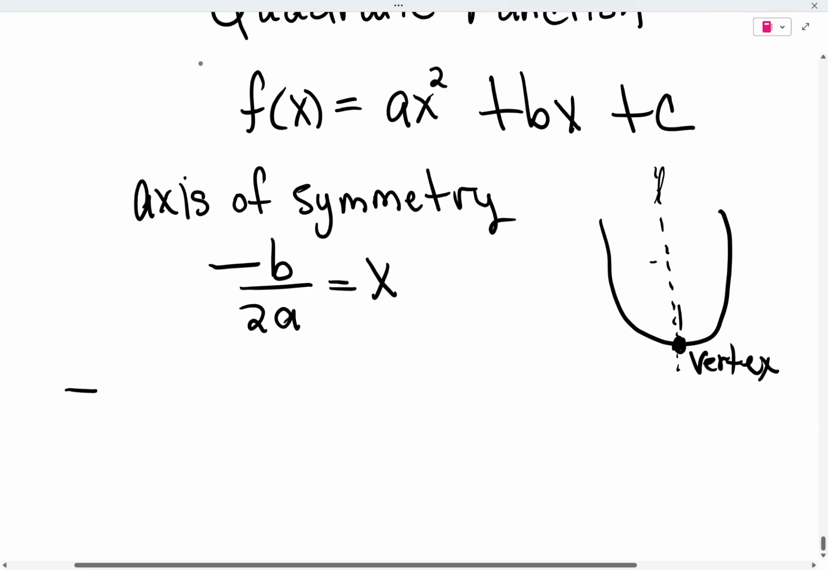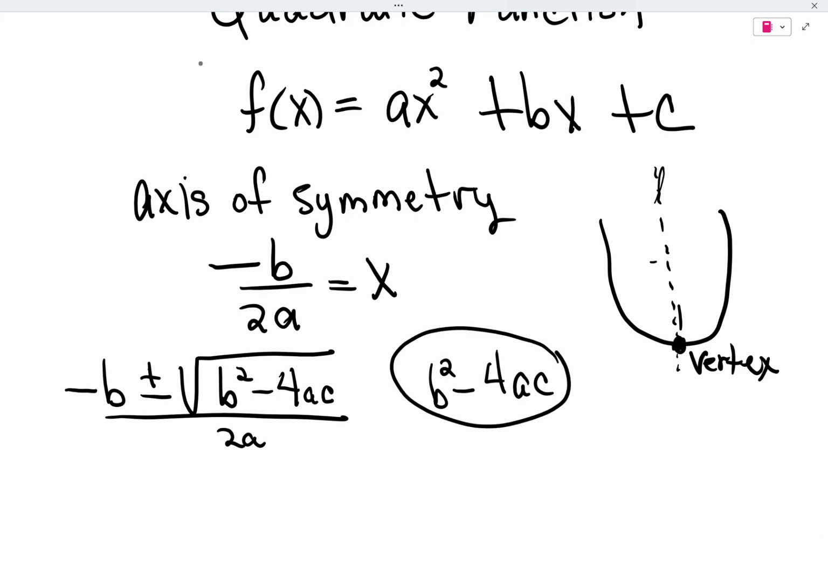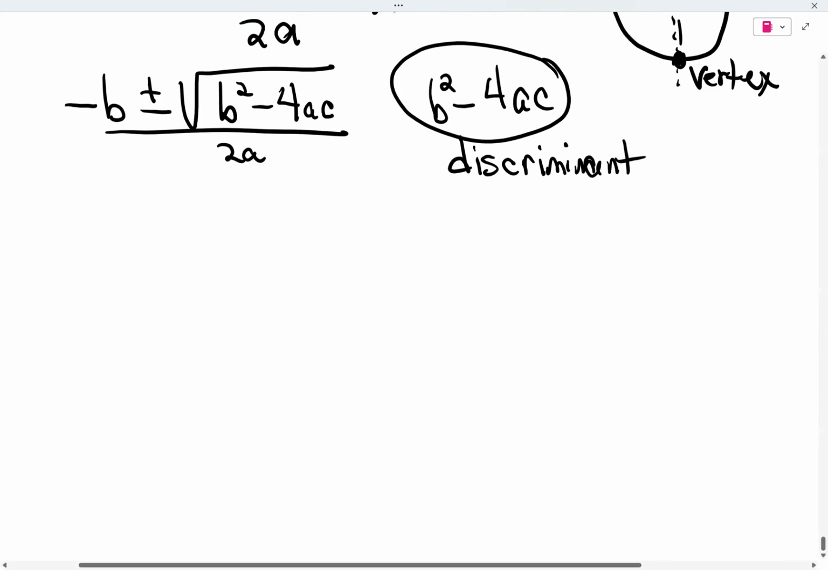If you recall the quadratic formula where we did negative b plus or minus the square root of b squared minus 4ac over 2a. And I mentioned to you that this discriminant, which is b squared minus 4ac, this guy here, so it sounds like discriminant. That tells us how many solutions. And let me talk to you about that real quick because this is very easy to remember.